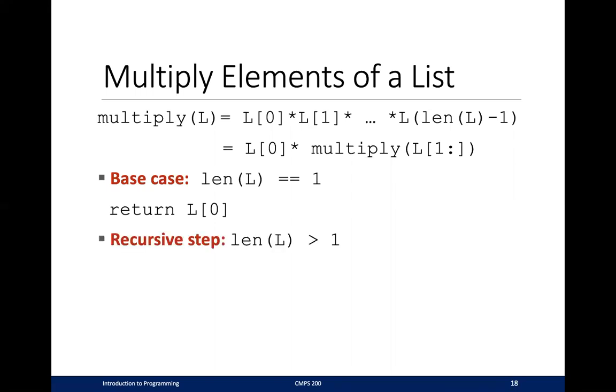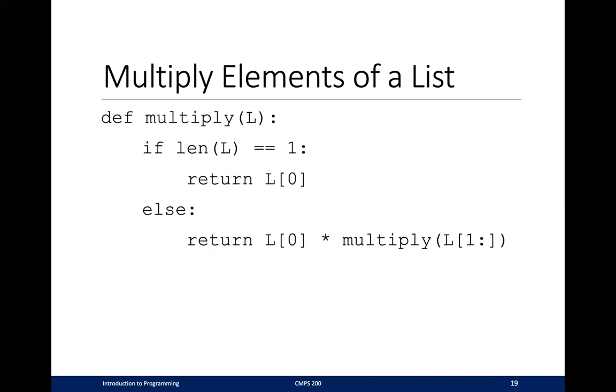The recursive step, so when the length of L is greater than 1, 2, 3, 10, doesn't matter. All I have to do is return L of 0 and then apply the function again on the elements from 1 to the end. Okay, that's really the pseudocode. Yeah, this is the algorithm. Here's the function, here's the code itself.